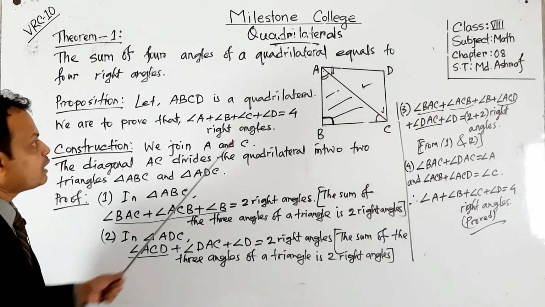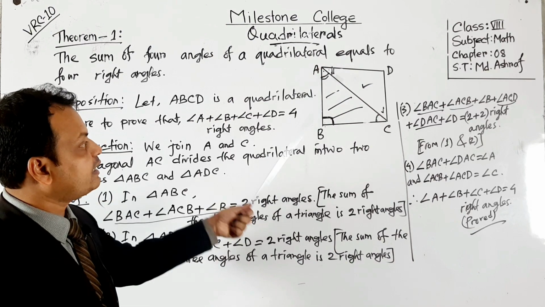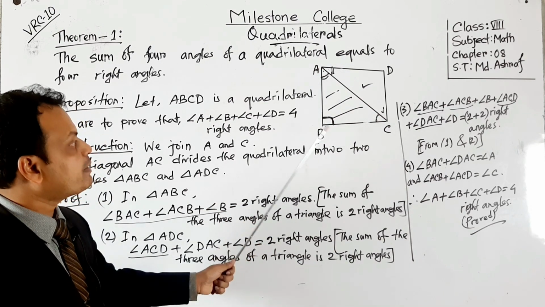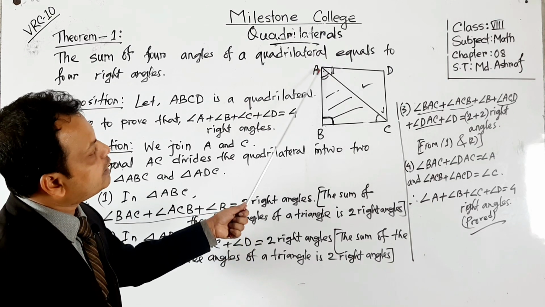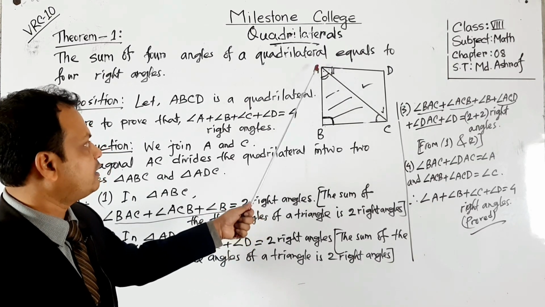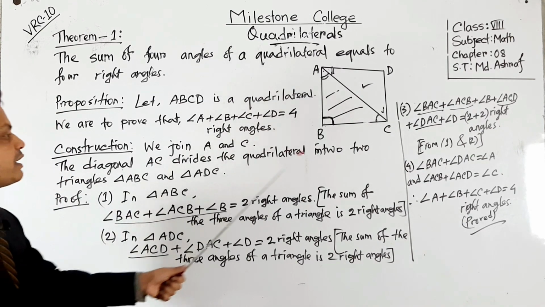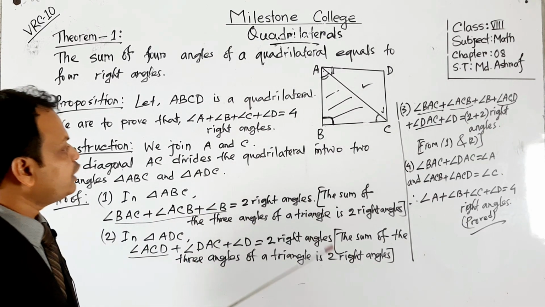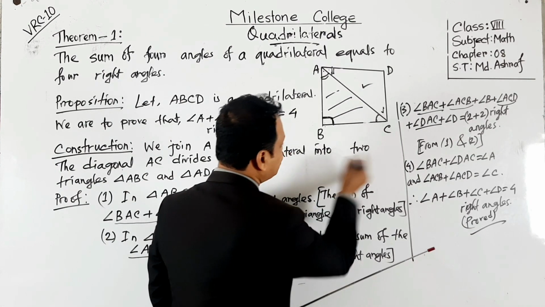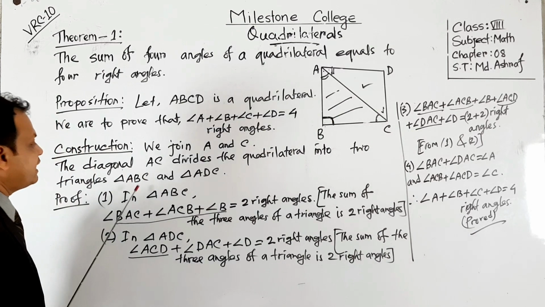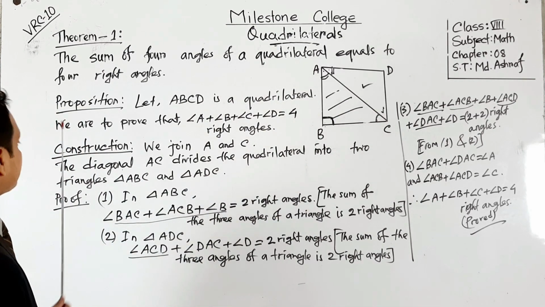Now for proving this we need more information in the figure. So we have joined A and C, one diagonal. We may join B and D, it's up to you. So A and C is a diagonal. The diagonal AC divides the quadrilateral into 2 triangles, triangle ABC and triangle ADC. Then the construction part is done.